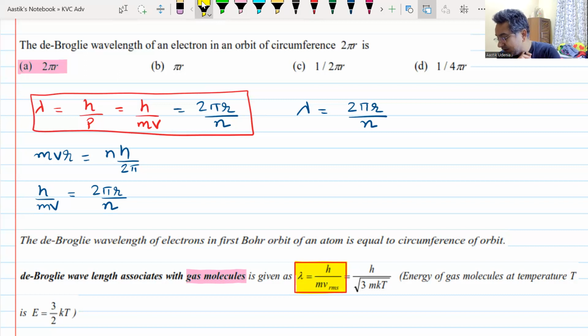So it can be written as h by root over 3 mkt. You can write VRMS speed as root over 3 kt by m. Yes or no? Yes, sir. From there comes this formula. I hope you understand how this formula has come. Yes, sir. So it will be inversely proportional to the mass of the gas molecule under root, and again it will be inversely proportional to root over temperature. Keep this. If a question comes, well, this is +4 for you rather than -5.